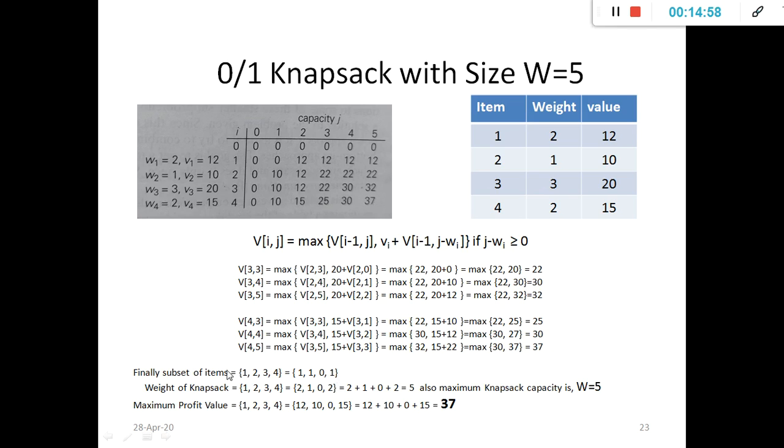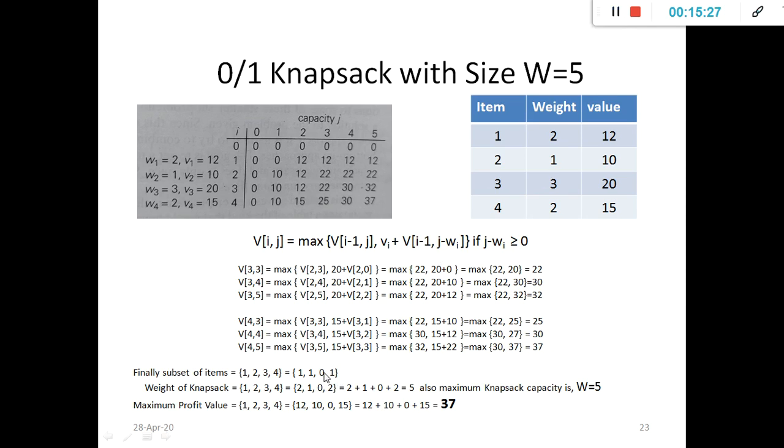That's why here I will finally get the subset of items that decides, out of 4 items 1 2 3 4, which items are included in the knapsack to get the maximum profit and which objects are not included. Here 37 is the maximum profit, and this is found only in the last row and is not available in the third row. That's why you have to include object 4 in the knapsack.